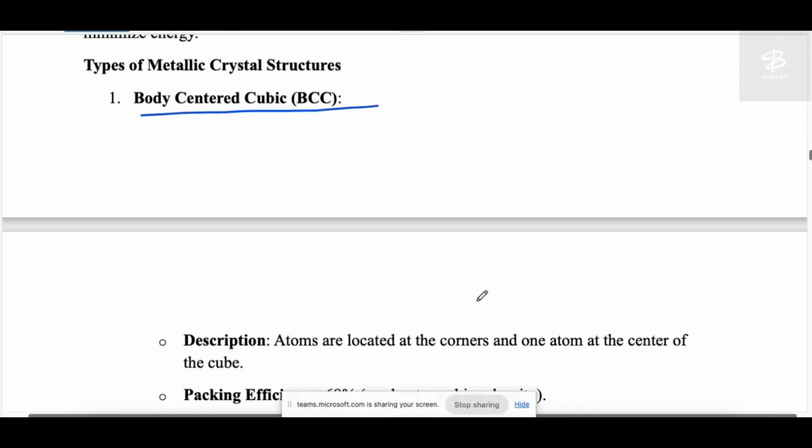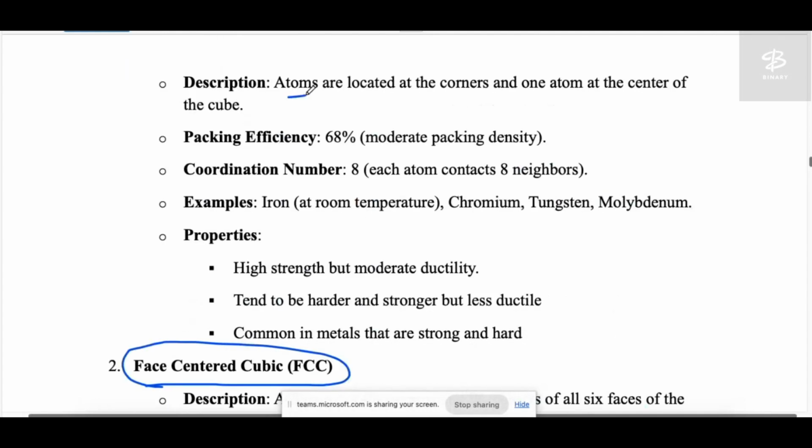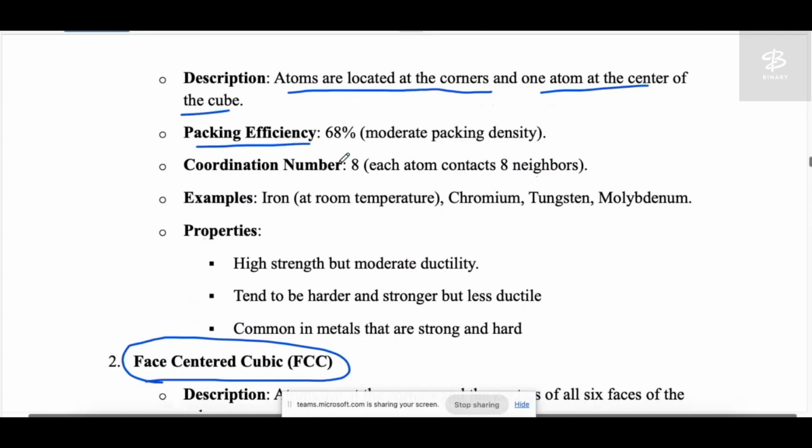Body centered description is similar. 8 atoms are located at the corners and 1 atom is present at the center of the cube, right? If we talk about the packing fraction, it means the volume occupied by the total number of atoms present in a crystal structure. The total number of atoms present in body centered is 2, because 8 corner atoms contribute only 1 atom, and 1 atom is present at the center. So total only 2 atoms, right? Those 2 atoms will occupy only 68% of your total volume in a cubic structure.